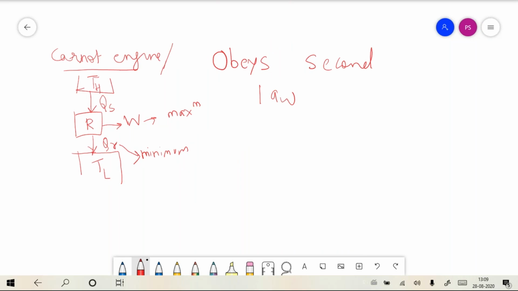If you are able to see the whiteboard, I have drawn the Carnot engine, and you see that even in the Carnot engine, the heat is rejected. The only thing is that in the Carnot engine, the heat rejected is the least, and the work produced is the maximum. So it doesn't mean that the Carnot engine violates the second law. In fact, it obeys the second law, and it is the engine which produces maximum work while rejecting certain heat.